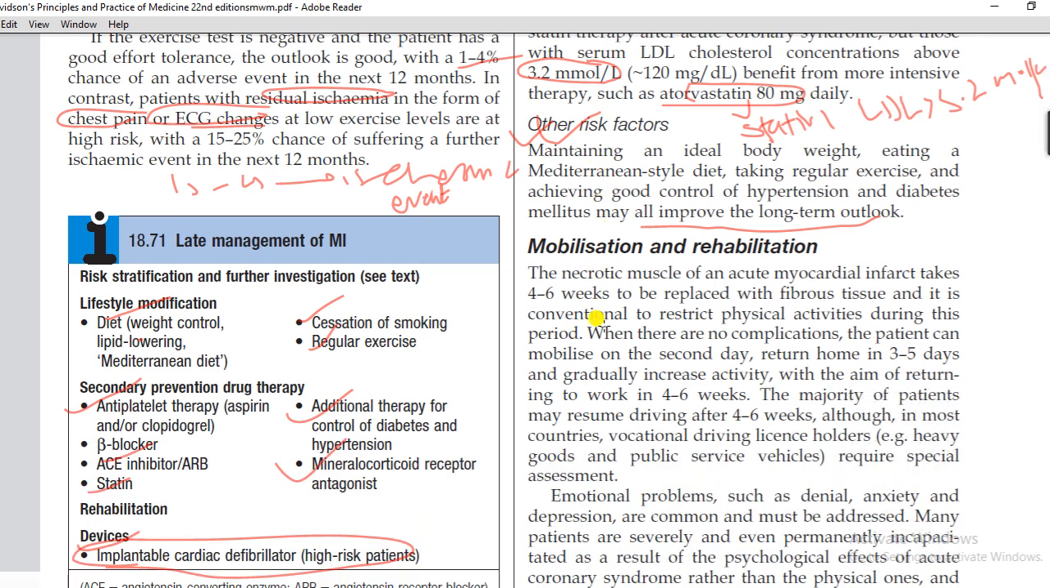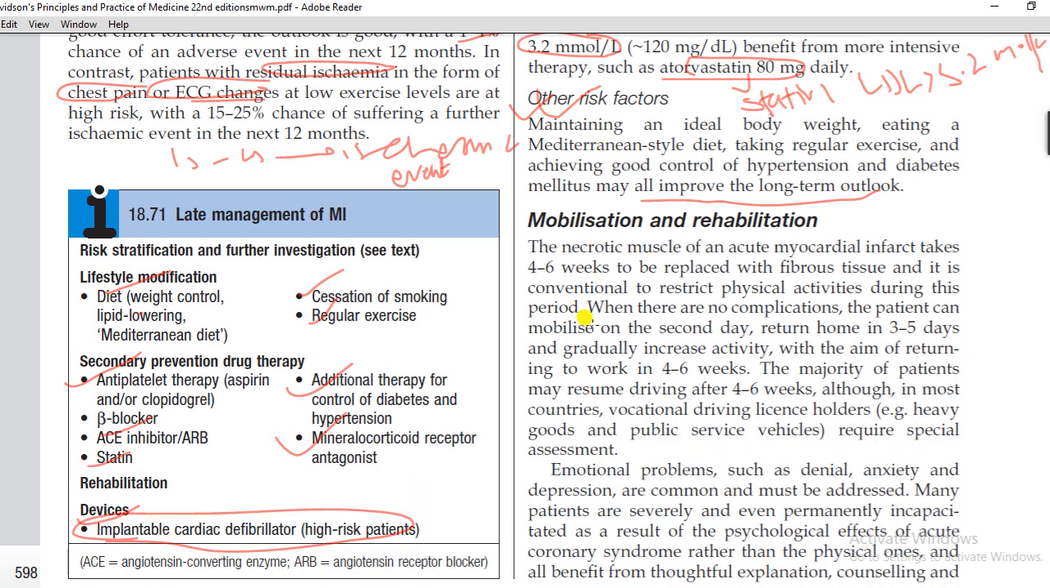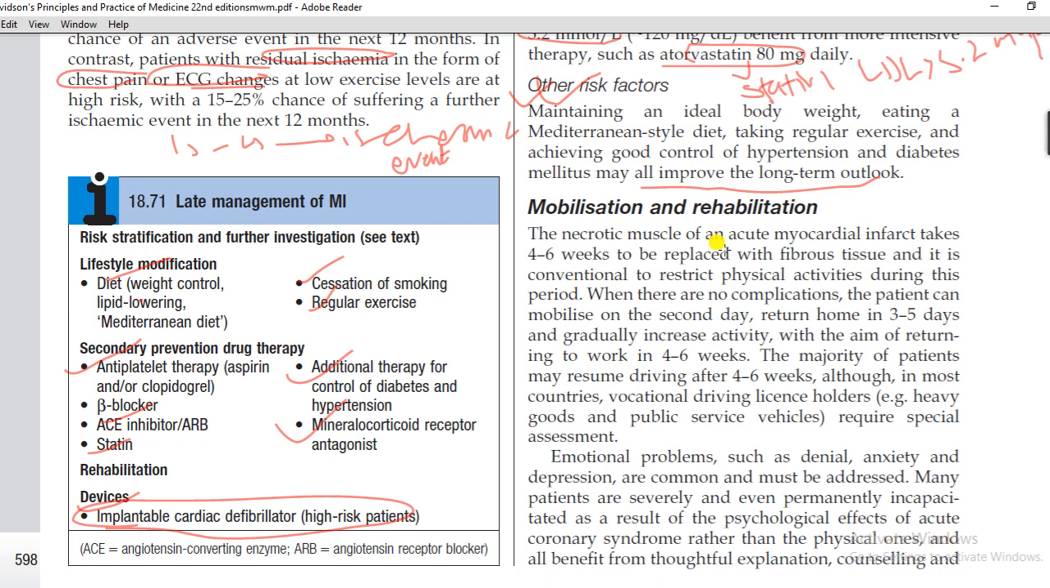Mobilization and rehabilitation. The necrotized muscle of an acute myocardial infarct takes 4 to 6 weeks to be replaced with fibrous tissue, and it is conventional to restrict physical activities during this period, about 4 to 6 weeks or about 1.5 months. Patients should not do heavy exercises, because the infarcted muscles are actually being replaced by fibrous tissue within that period.